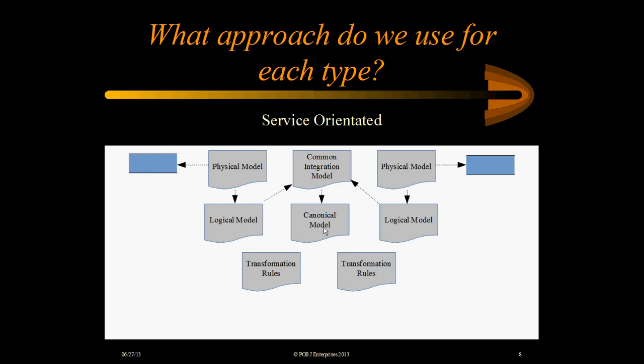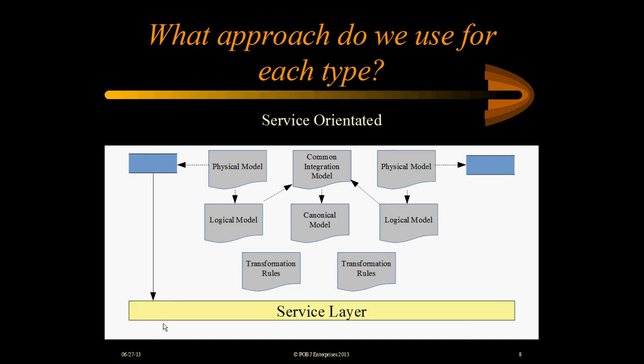And then we do the same thing for the target interface. Once we've done that, we can then use our transformation rules to describe how we're going to go from the source to the canonical format. And then from the canonical format, we take the transformation rules for the canonical to target and describe how we're going to transform it from the canonical into the target.